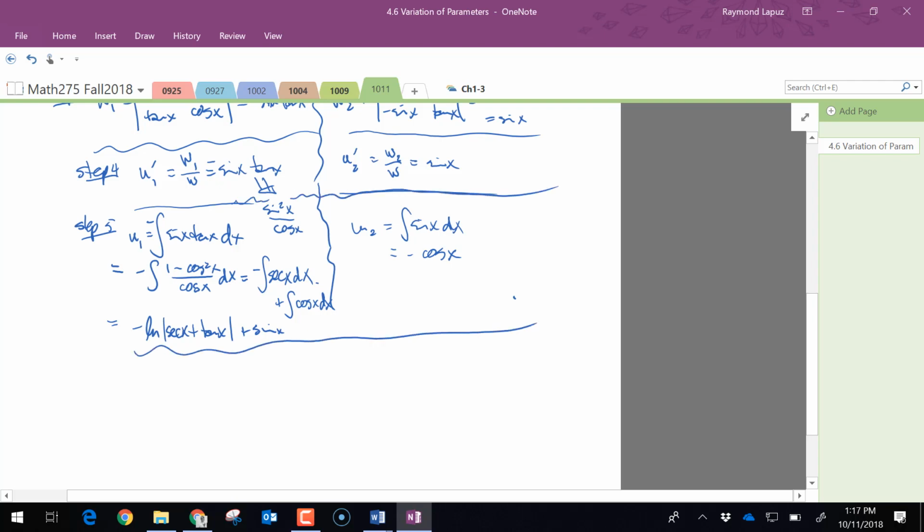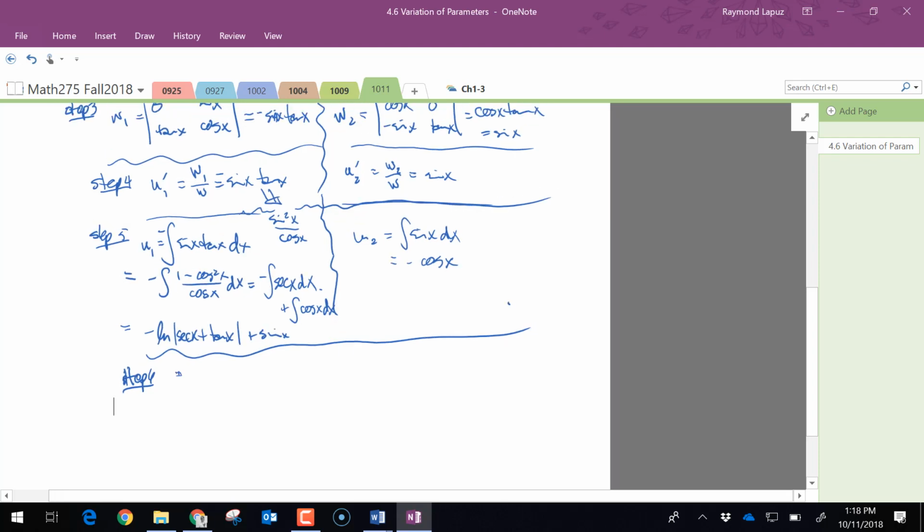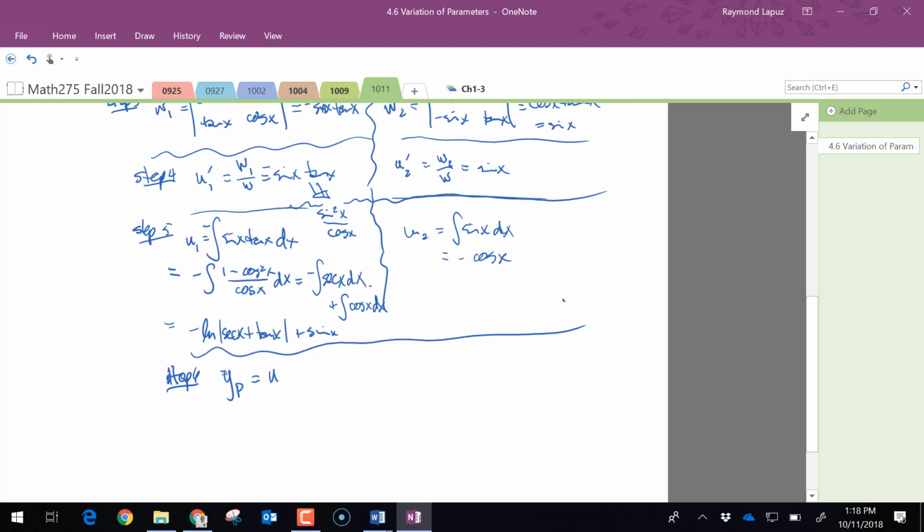So that's step 5. Step 6, we just multiply that back with the y1 and the y2. Actually, I won't need this separator anymore. So y sub p, that's the particular solution, is going to be u sub 1, y sub 1 plus u sub 2, y sub 2.